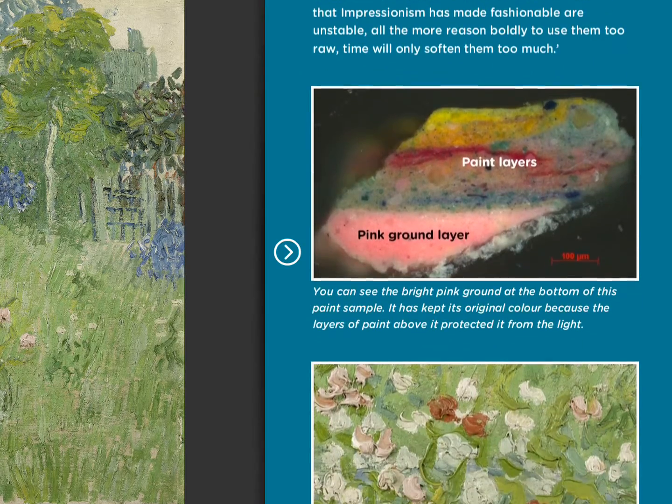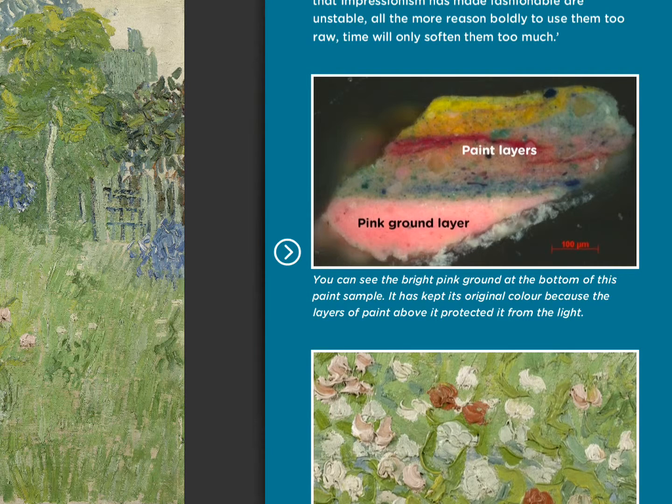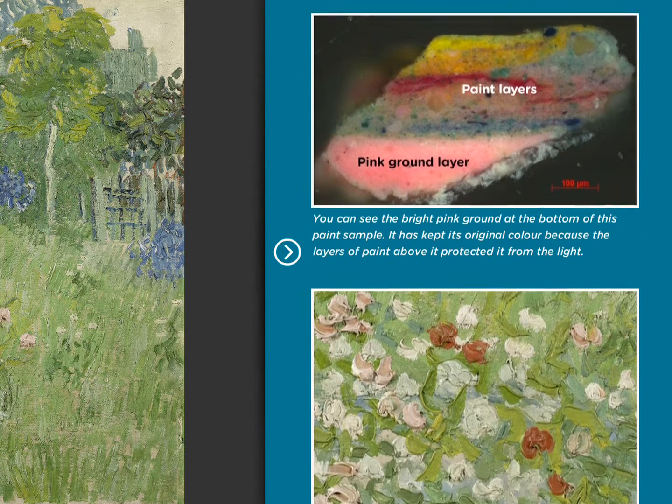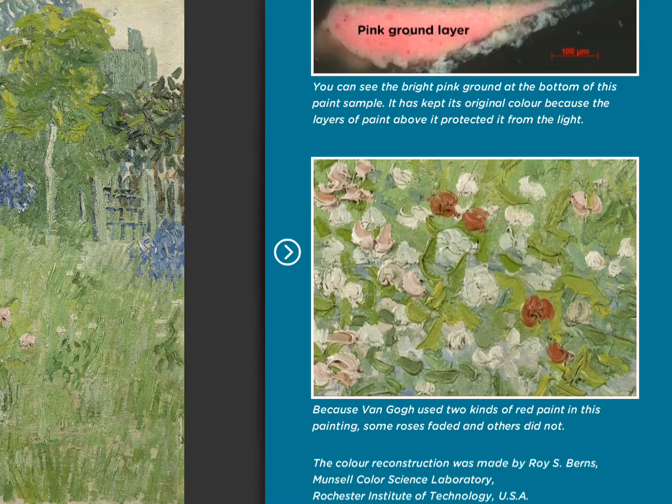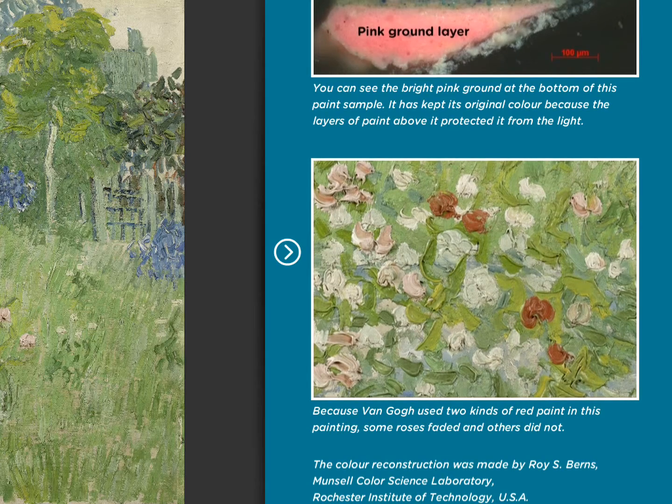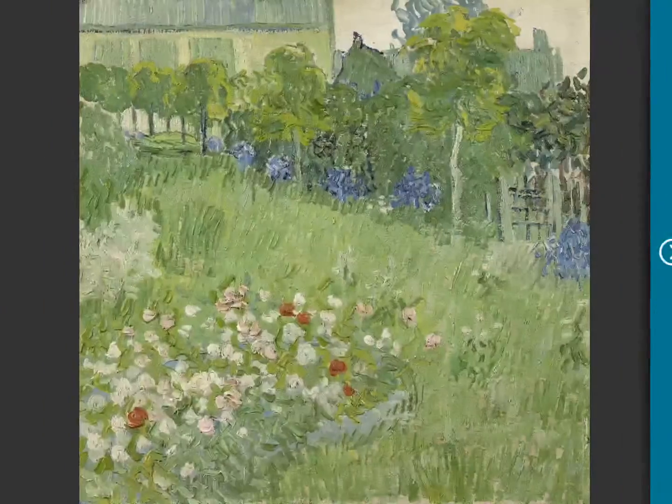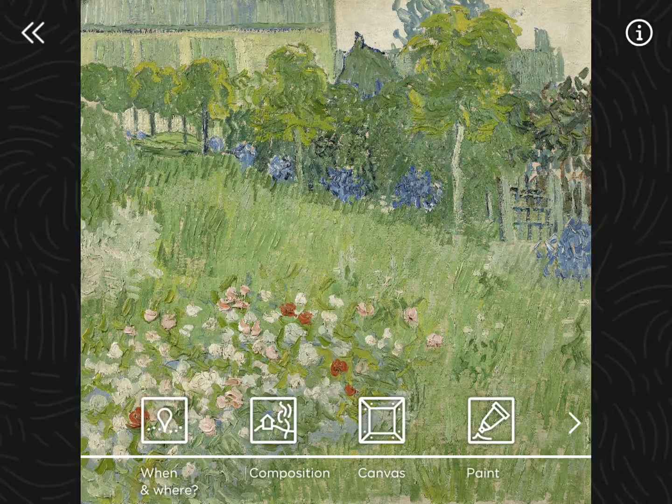Pop-out information tells you about discoloration, different paint layers. When it's not exposed to the light, the pink is really bright and vibrant, and the colors of the red paint.